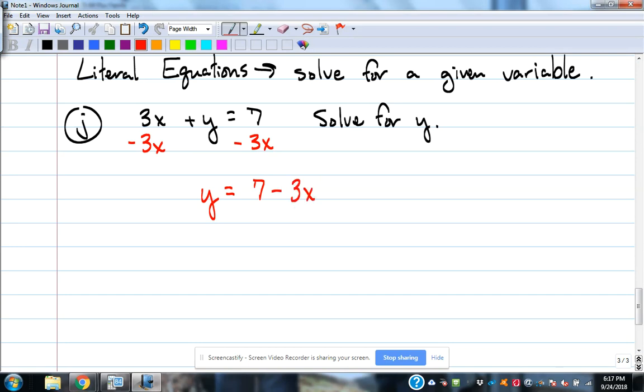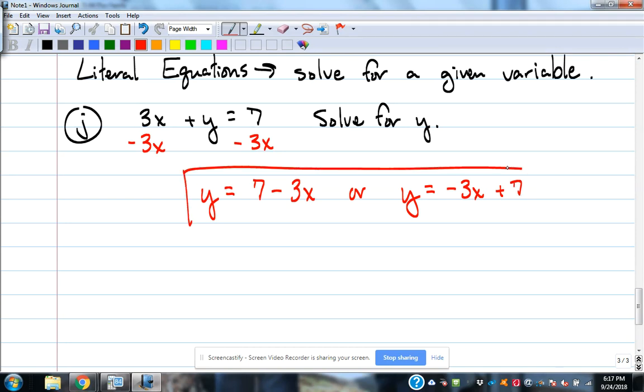Seven is a plain number. 3x is a number with a variable. They're not like terms, so you can't really put them together. You can just write it like that. Or if you wrote negative 3x plus 7, those are both correct. That one is what we call slope intercept form. The other one is just it's got y by itself. This is kind of how we'll do it next week when we start writing equations. So, it's all for the given variable.